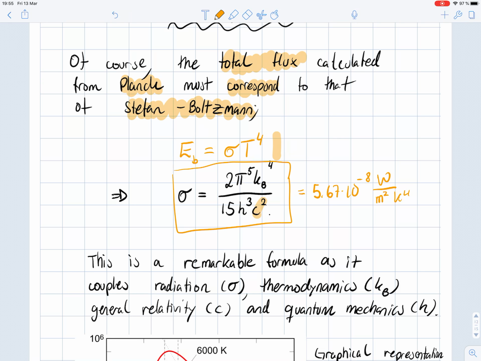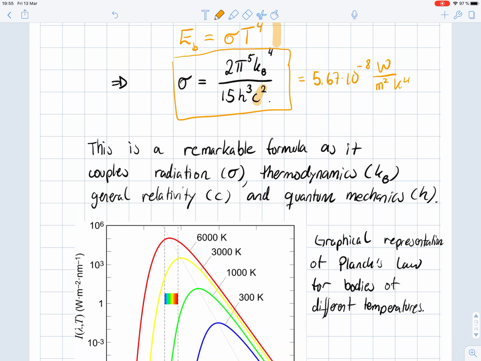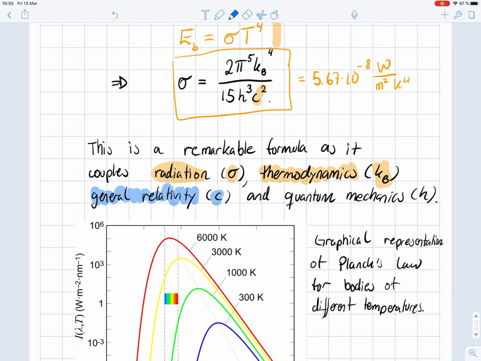I think this is my favorite constant. It's a remarkable formula because it couples radiation, which is Stefan-Boltzmann's constant, the basic principle or the first law of radiation, if you want. It couples that to thermodynamics because we have Boltzmann's constant. It couples it to general relativity because we have the speed of light, but it also couples it to quantum mechanics through Planck's constant, which essentially describes features that are happening within the nucleus and within the atoms.